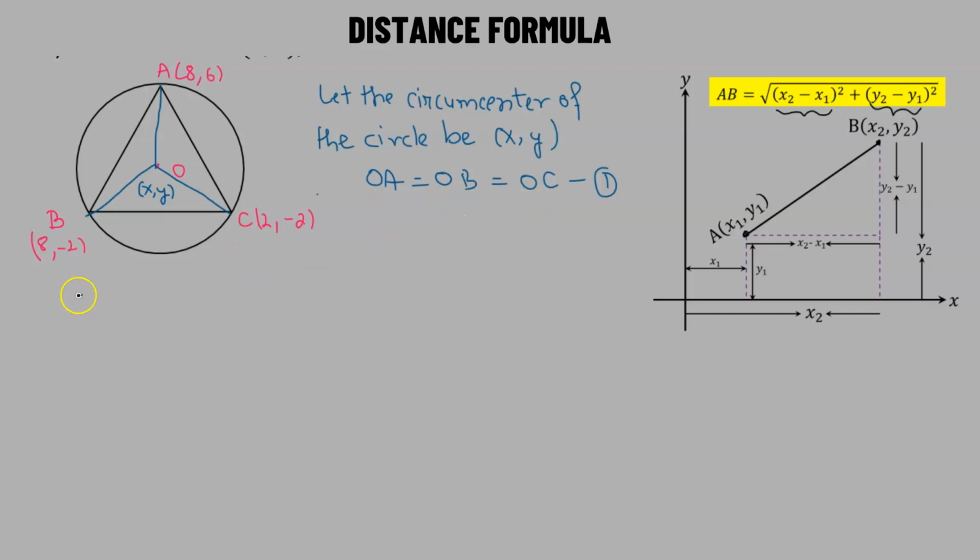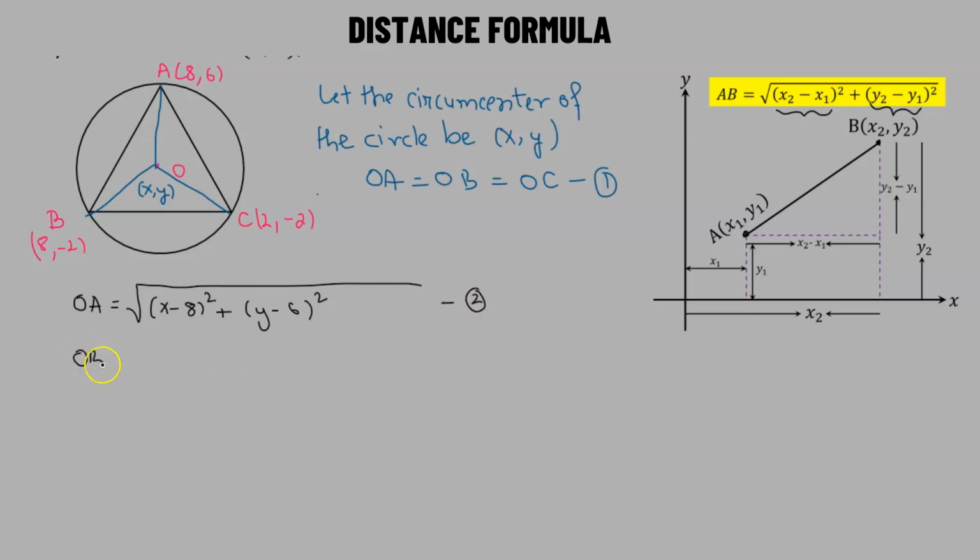So let's begin by finding out the length OA. This will be equal to the square root of, since we are doing OA, we can do either 8 minus x or x minus 8, because we need the difference of the x coordinates. So let's do x minus 8 for simplicity. So we have (x minus 8) whole squared added to (y minus 6) squared, that's the difference of the y coordinates. Fine. So this is going to be the length OA. We're going to label this as number 2.